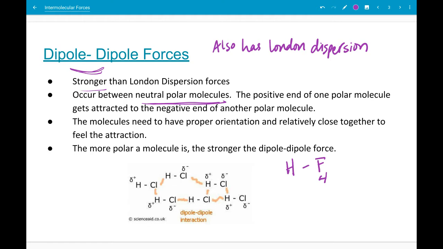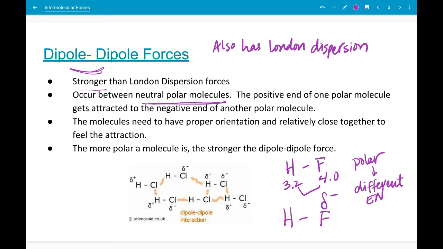So we know fluorine has electronegativity of 4, hydrogen has one that's considerably lower. I don't remember what it is. Let's say it's 3.2. Because they have different electronegativities, it makes it polar. So remember, polarity is due to different electronegativities. And so what happens is the element that is more electronegative is going to pull those electrons closer to it, making it have a partial negative charge. This guy's going to have a partial positive charge because it doesn't feel the electrons the same.